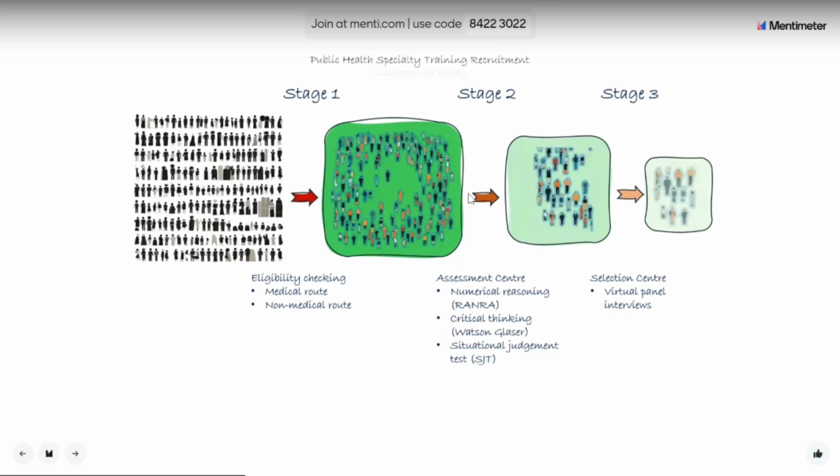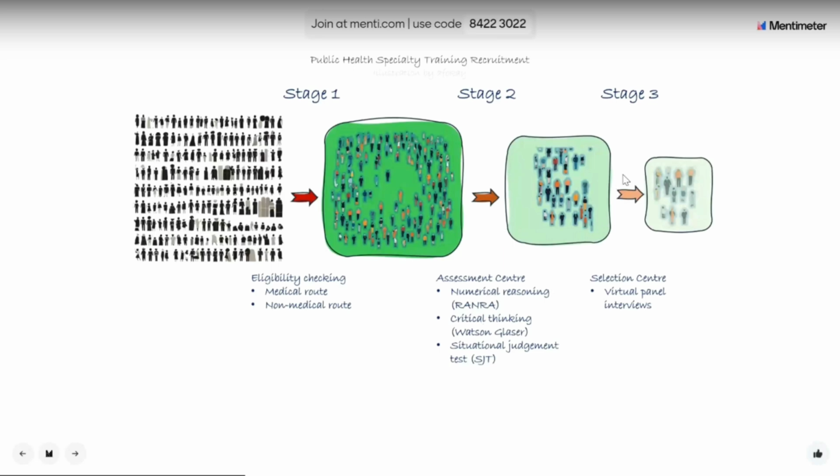Then the second stage is the assessment center, where you have tests. They're called psychometric tests. There are 3 of them. There's one that checks your numerical skills, one that checks critical thinking, and another that checks your situational judgment capabilities. All these tests are virtual. They're done together in about 170 minutes, so nearly 3 hours. And the test can be done from anywhere in the world. You don't have to be in the United Kingdom to do the test.